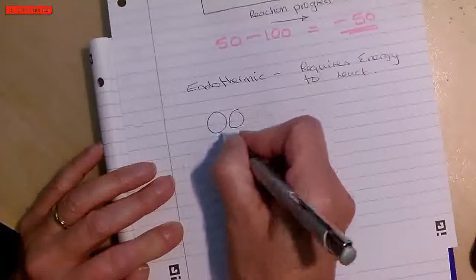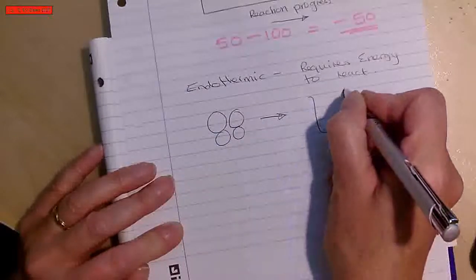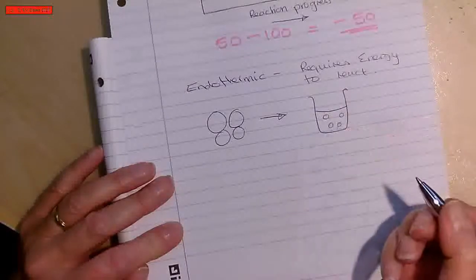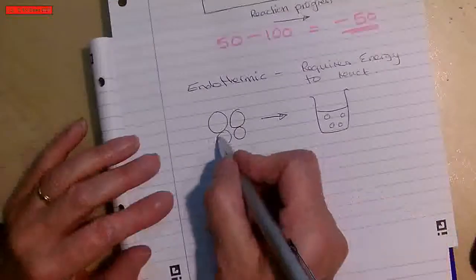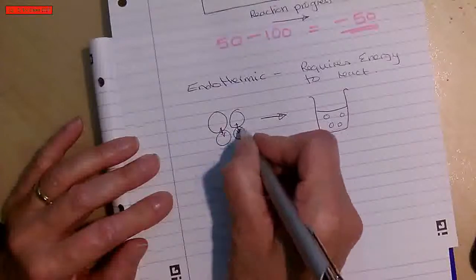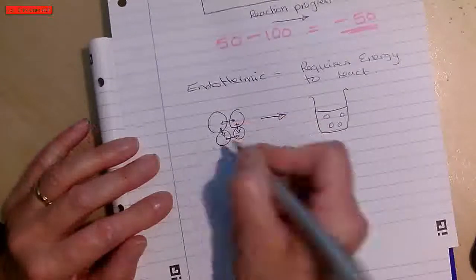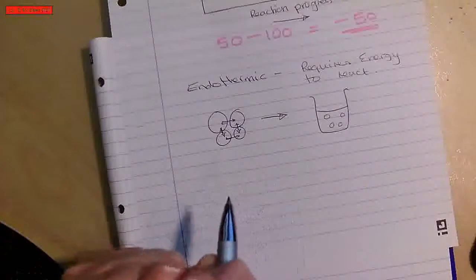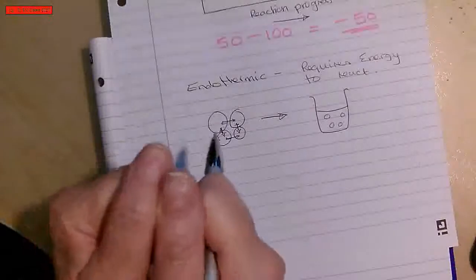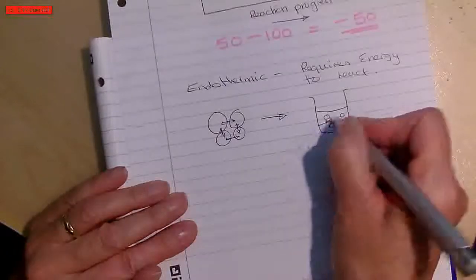If we think of something like a solid, so here's my solid particles, and we put them into water. Here we go, put them into water. Those solid particles are going to split apart, but you can see we've got attractive bonds here. If this is like sodium chloride, which is ionic, you've got electrostatic forces of attraction, so you've got some energy that you need to break, so you need more energy to break those bonds. So what happens?